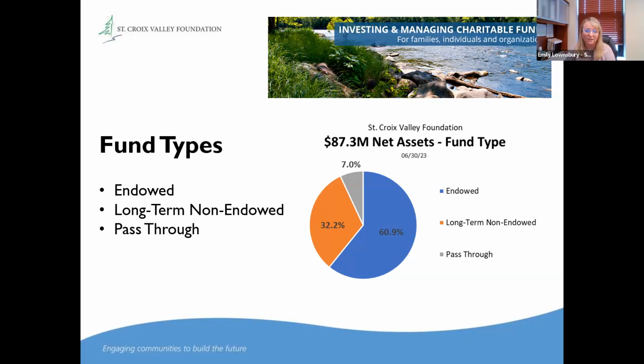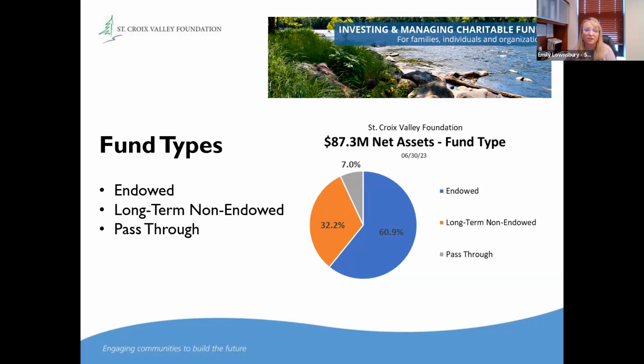So at the end of fiscal year 2023, we operate on a fiscal year running July 1st to June 30th. So not that long ago here, we ended our FY23 fiscal year end, and we had approximately 87 million in assets at that time. And this pie chart that you're looking at divides those assets into three buckets: endowed, long-term not endowed, and pass-through. So an endowment is a permanent fund that provides perpetual income stream for the organization, program, or purpose for which the fund was established.